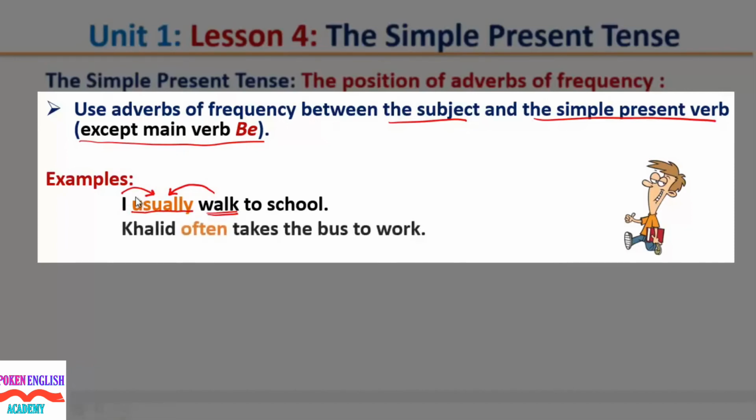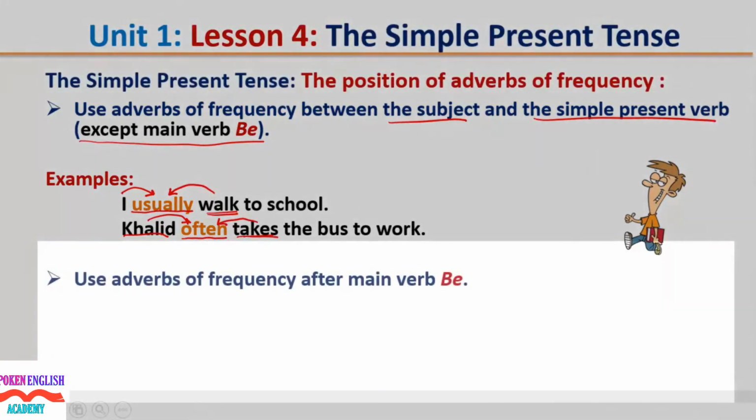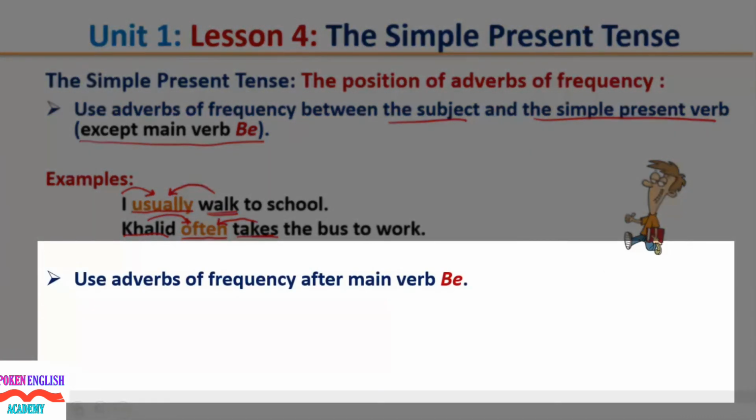Another example: Khalid often takes the bus to work. Again, this is the adverb. The adverb comes before the verb and after the subject. This is the subject and this is the verb. Use adverbs of frequency after main verb be, after am, is, or are. So the adverb comes after am, is, or are.